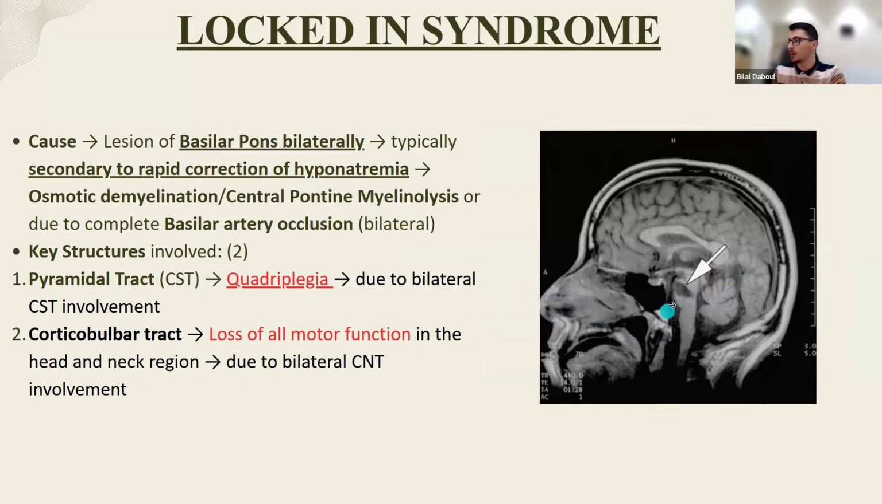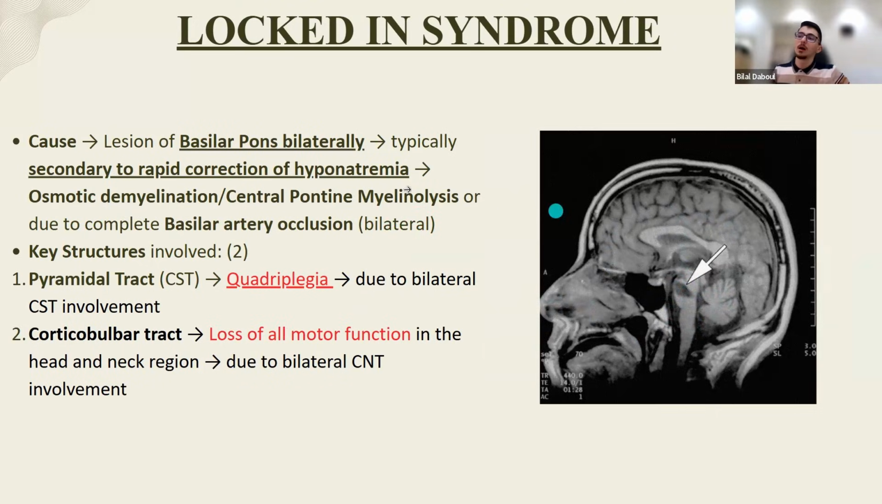And that's an MRI. You see the cerebrum, the corpus callosum, whatnot. You see the pons. That's the pons. That's the medulla. That's the pons. That's the cerebellum. That's the fourth ventricle. The basilar pons is completely demyelinated. This is referred to as either osmotic demyelination or central pontine myelinolysis.